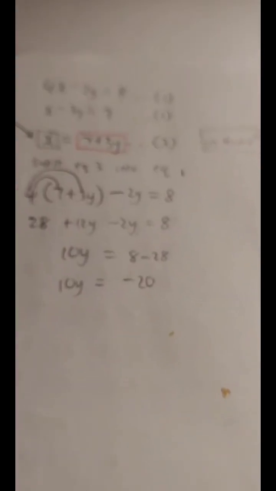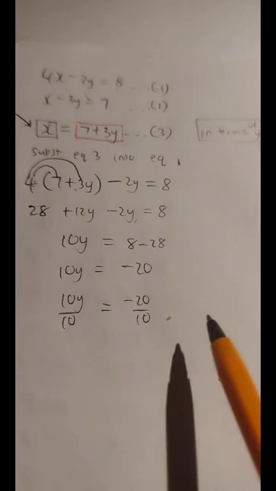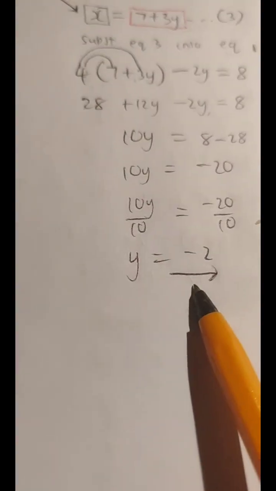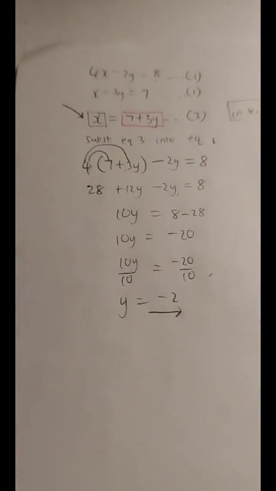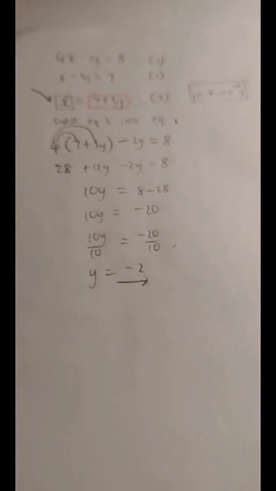Negative 20. Then what we are going to do is divide both sides by the coefficient of y, which is 10, which will give us y is equal to negative 2. This is my y value, guys. Remember, simultaneous equations are about solving for y, and then thereafter solving for the other unknown, which in this case is x.